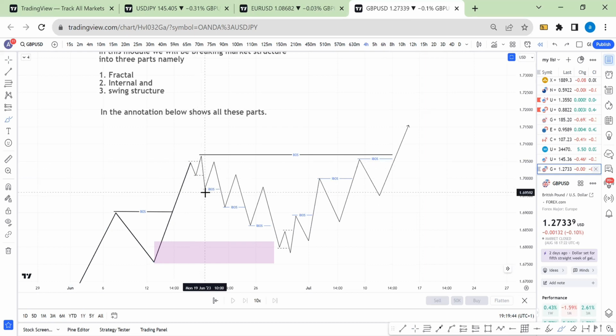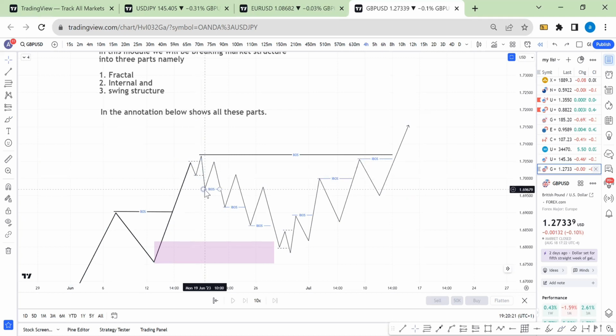Okay, so then immediately after we have this fractal pullback. Now, if the fractal pullback is a very small pullback, we can have it differently. But if it is wider, let's say this is just like 3 candles pullback, then it breaks the high. We cannot consider that as a fractal structure, as an internal structure. We just see it as a fractal structure that it is.